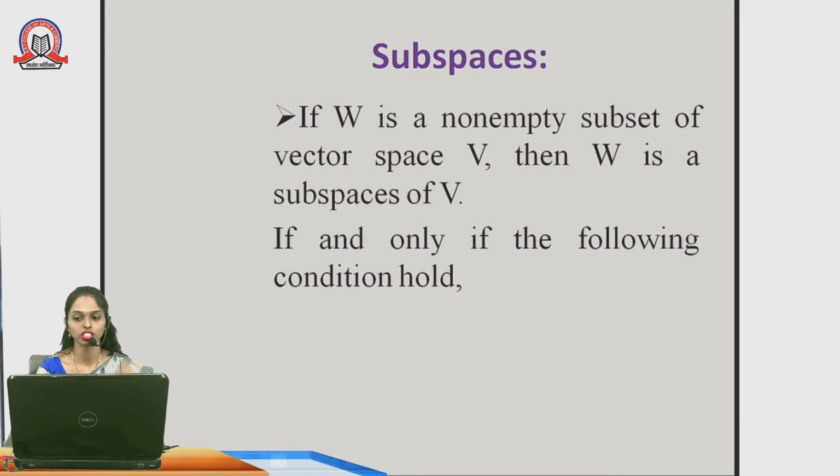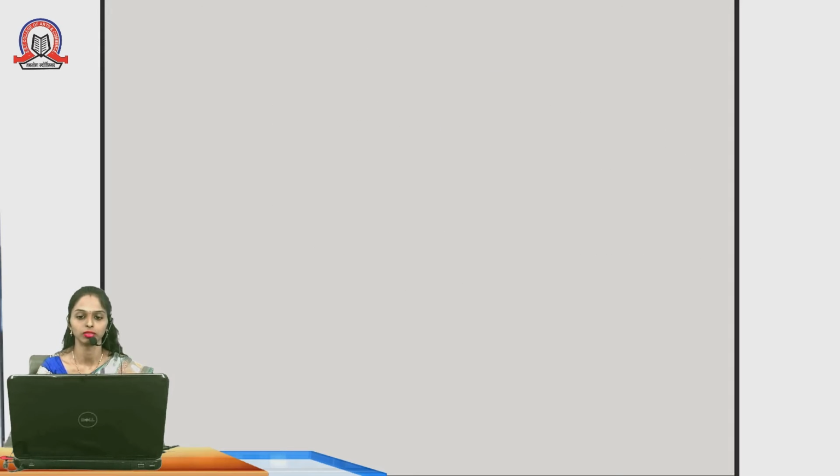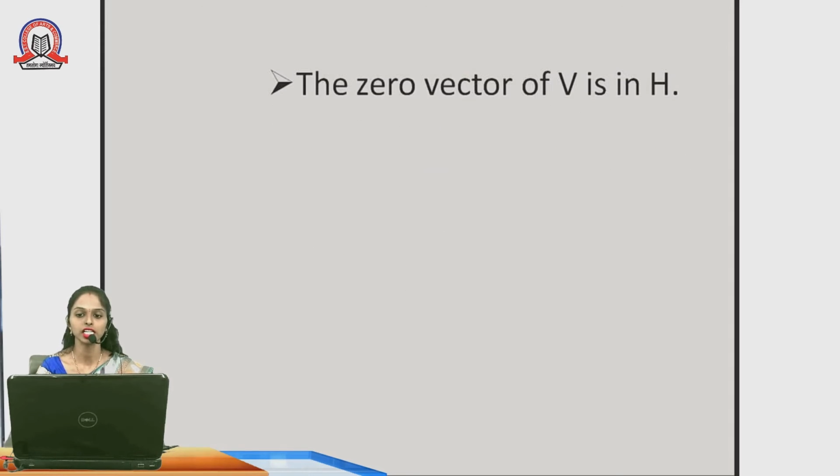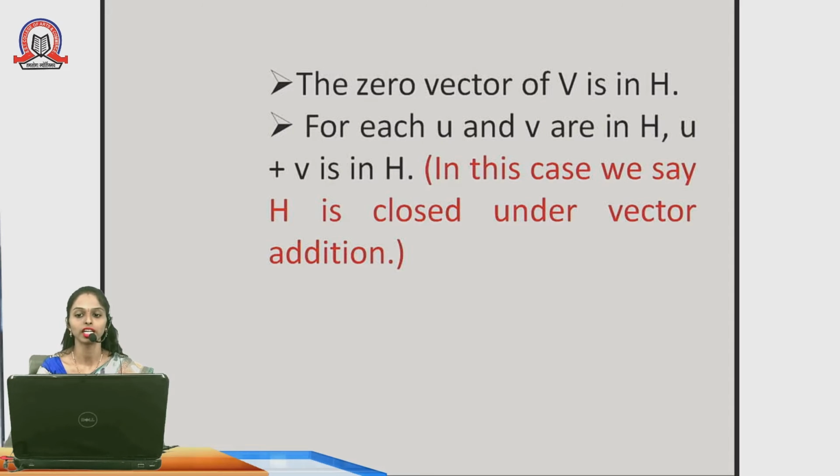If W is a non-empty subset of a vector space V, then W is called a subspace of V if and only if it satisfies the following conditions. Then what are the conditions? First, the zero vector of V is in H, meaning the additive identity belongs to the vector space V. Next, for each u and v in H, u plus v is also in H.